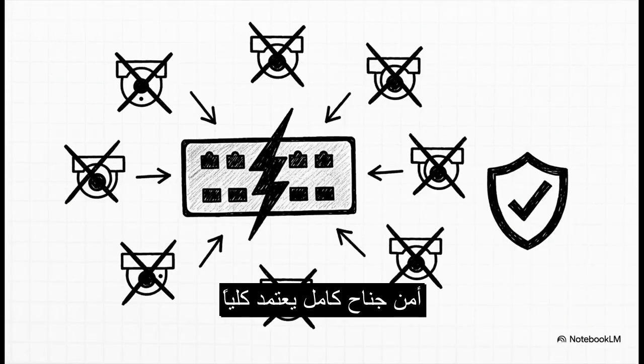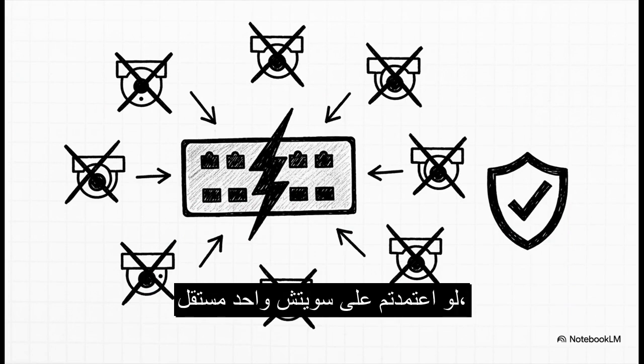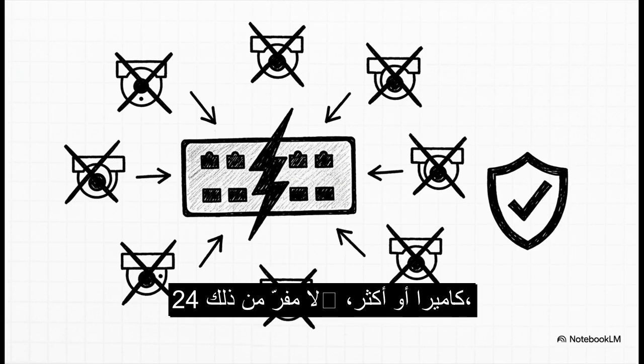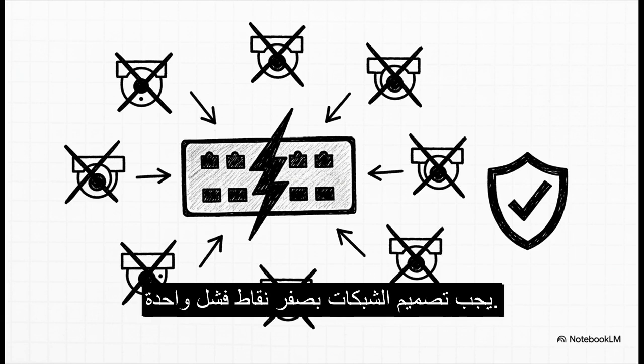Think about this. An entire wing's security depends completely on rigorous switch engineering. If you're relying on just a single standalone switch, well, a simple hardware glitch can instantly black out 24 or more cameras. No way around it, we have to design networks with zero single points of failure.